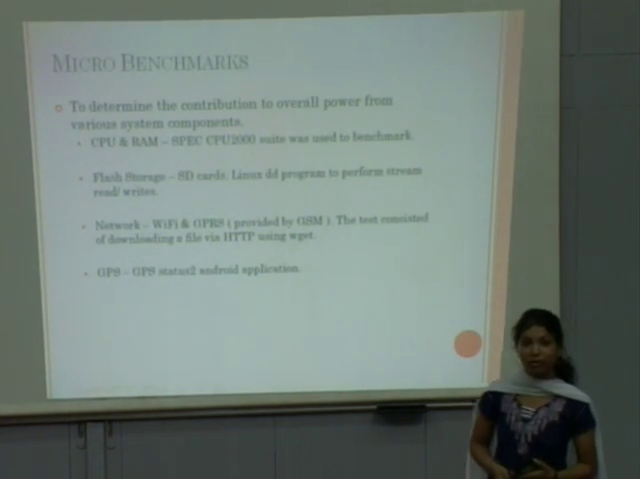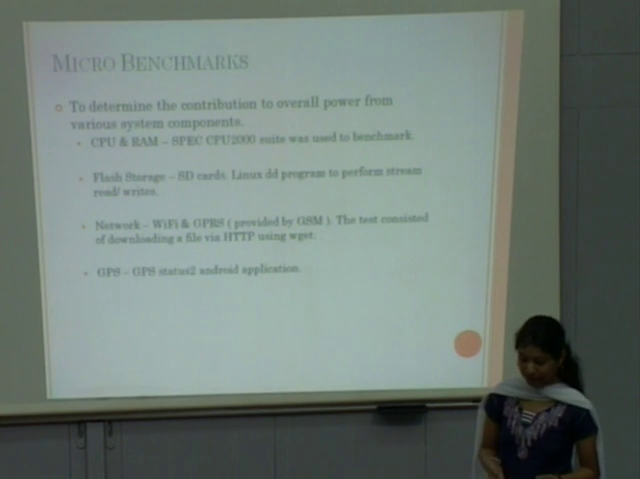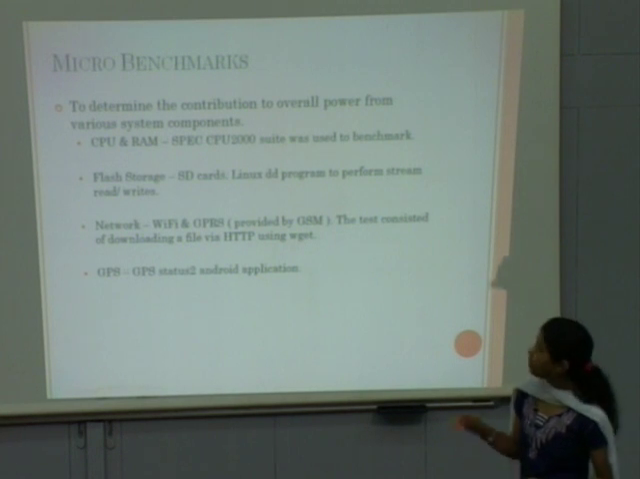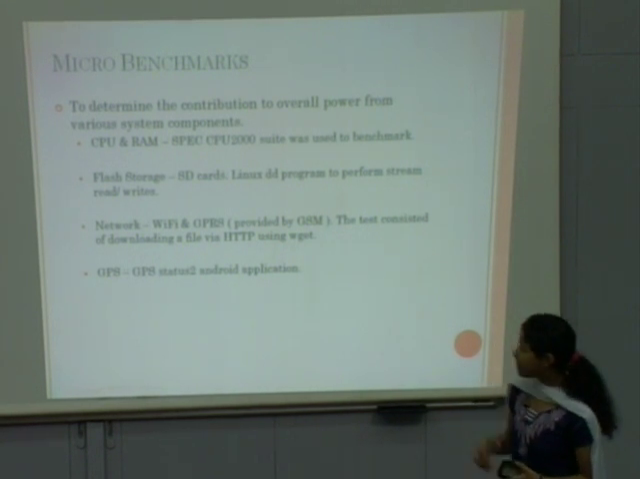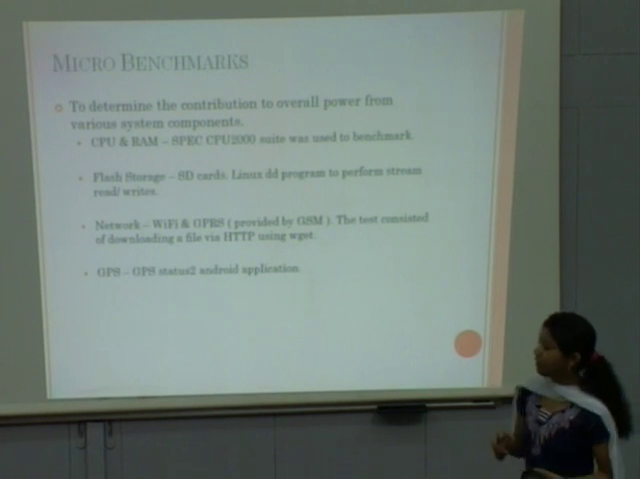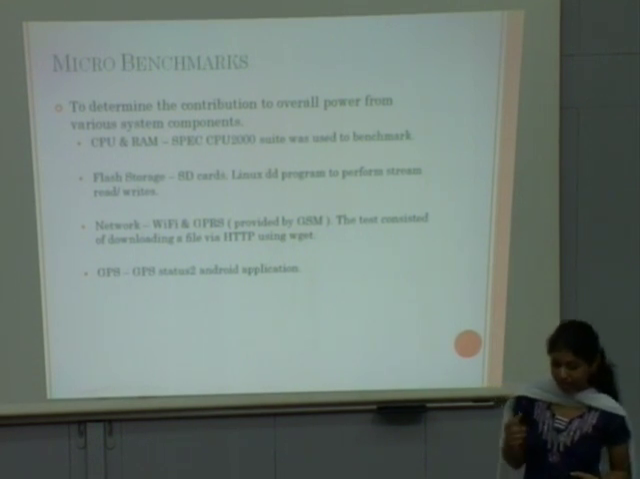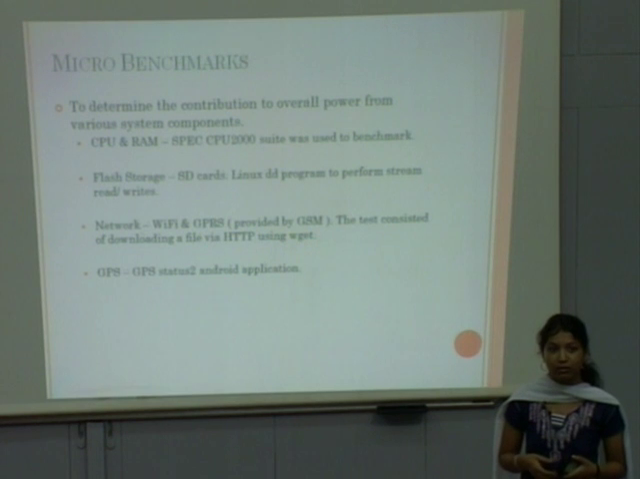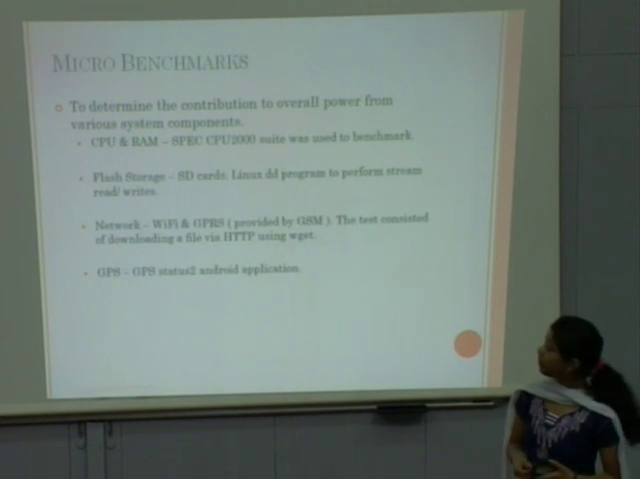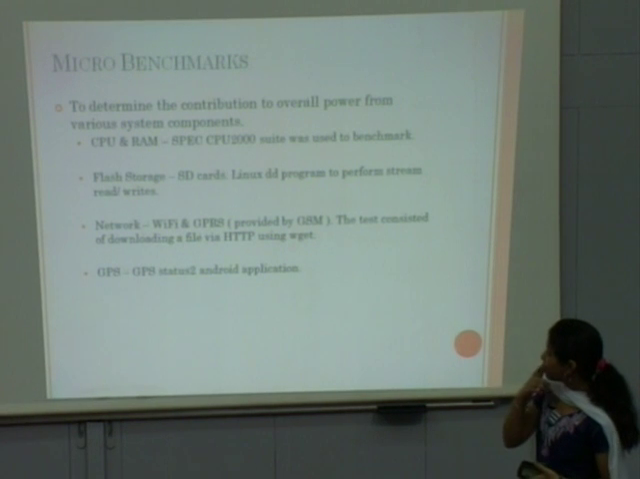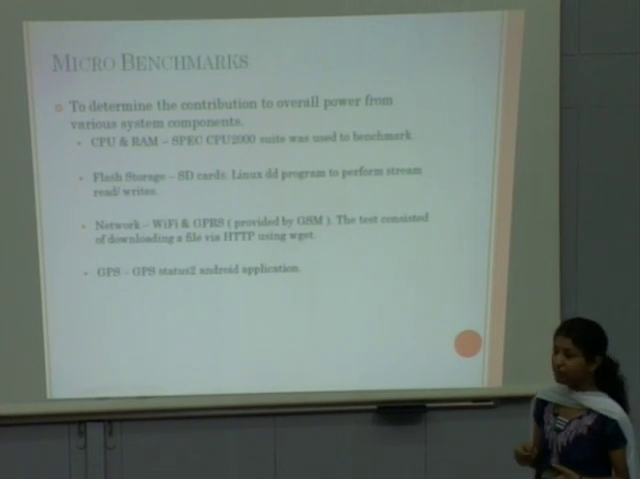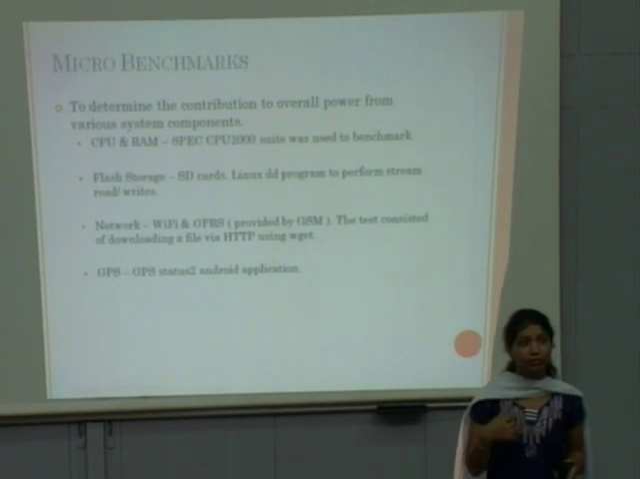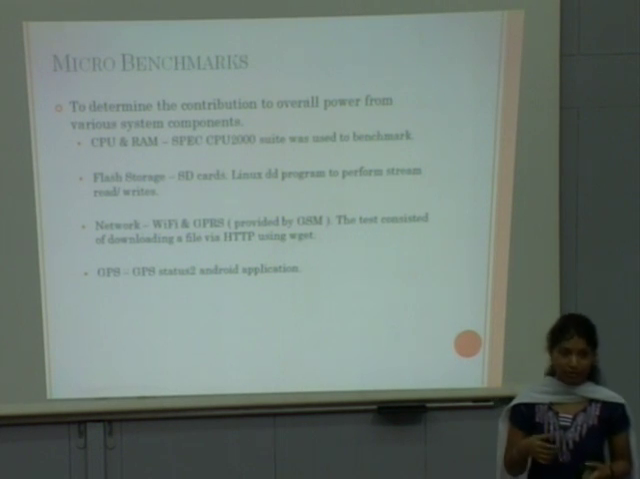So first we'll talk about the micro benchmark, how we can run those and measure the power consumption. For CPU and RAM, the benchmark is the SPEC CPU2000 suite, in which certain standard scripts are there which we can run to find out the power consumption by CPU and RAM. Then flash storage, that is the SD cards which we use in the smartphone. A Linux dd program is there, which can do the benchmarking of the flash storage.